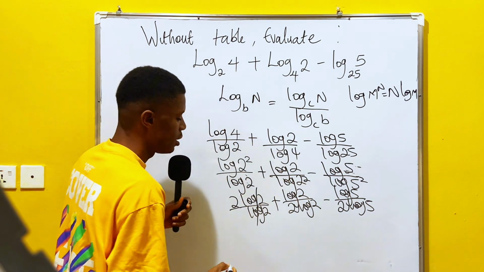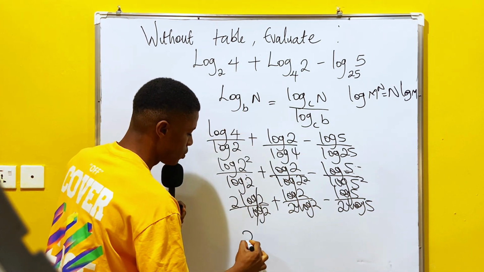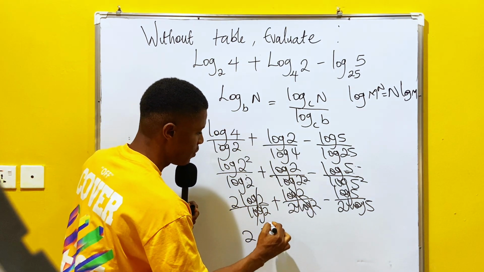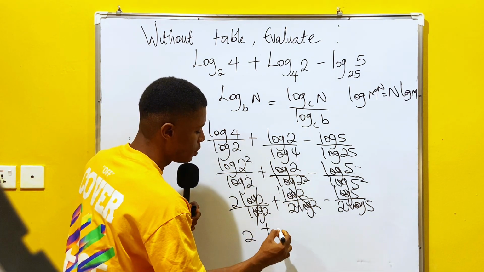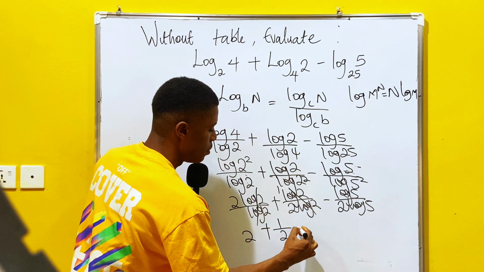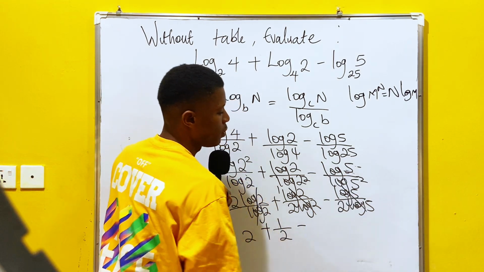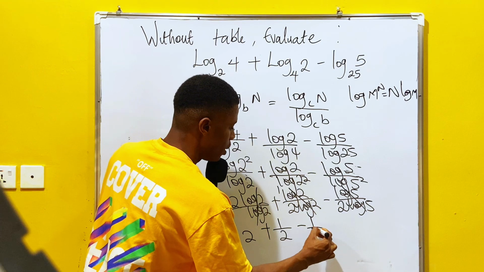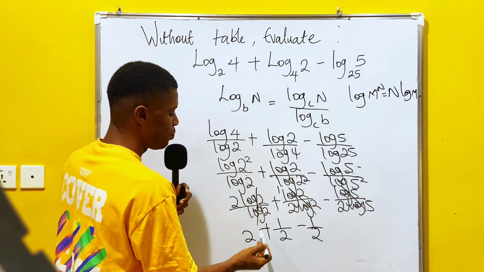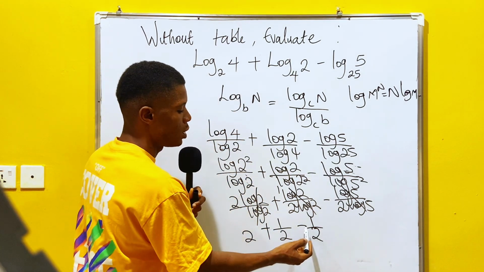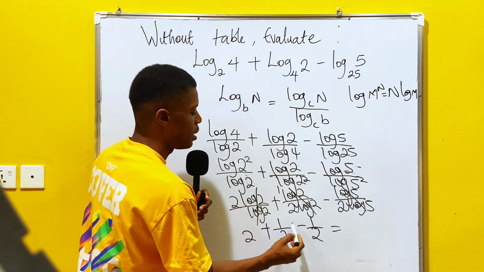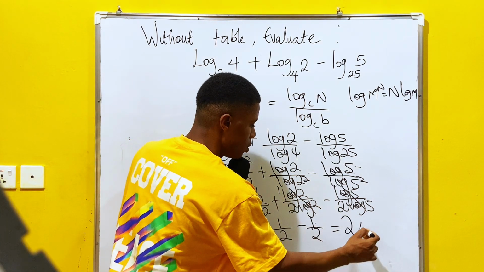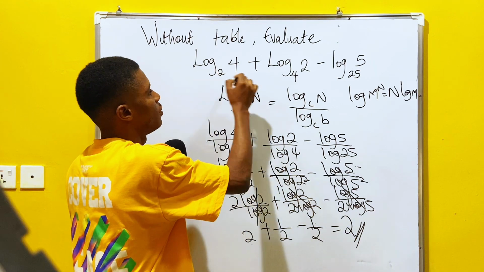Now you see that log 2 will cancel out, we have 2. If you cancel out log 2 here, you have plus 1 over 2 remaining, minus, if you cancel out log 5 dividing itself, you have 1 over 2. So 2 plus 1 over 2 minus 1 over 2. 1 over 2 minus 1 over 2 is 0. That's 2 plus 0, which is 2. So the answer to all this is 2.